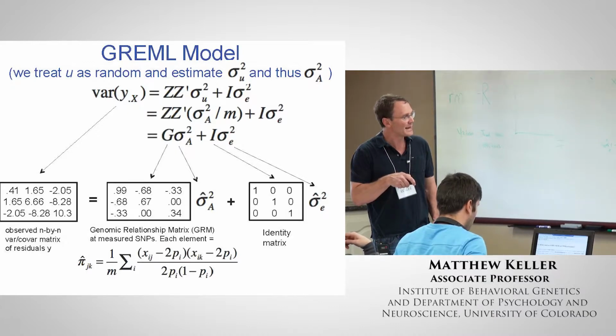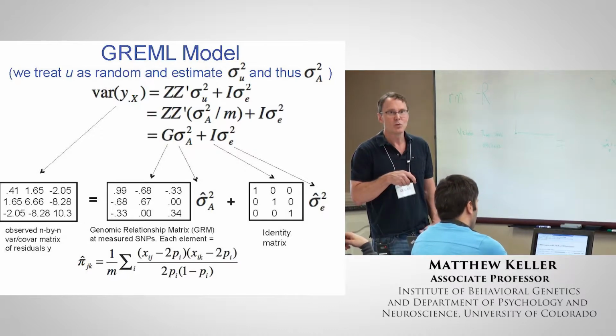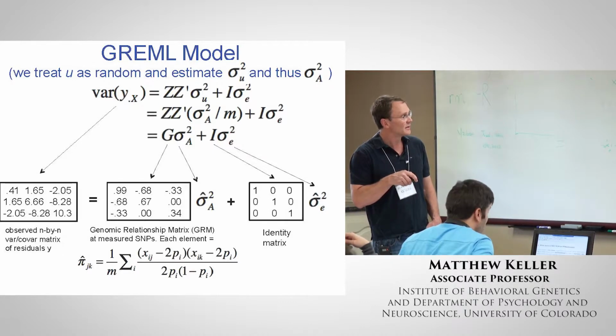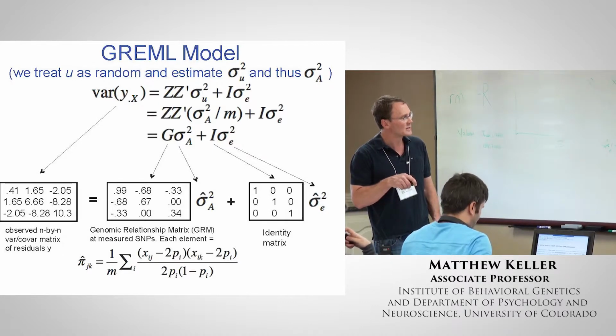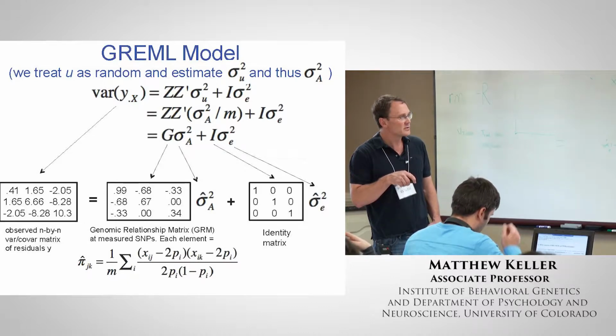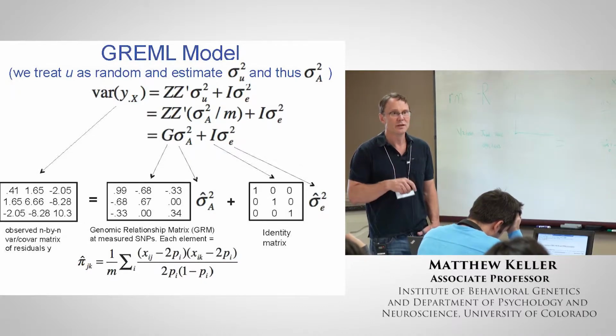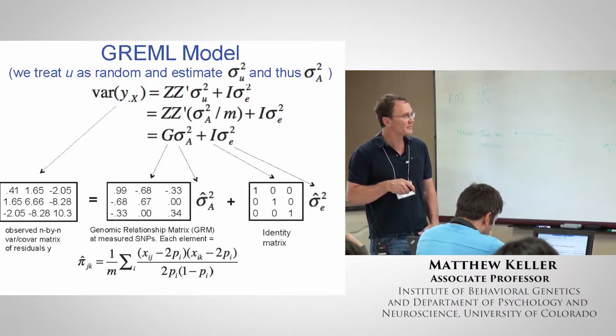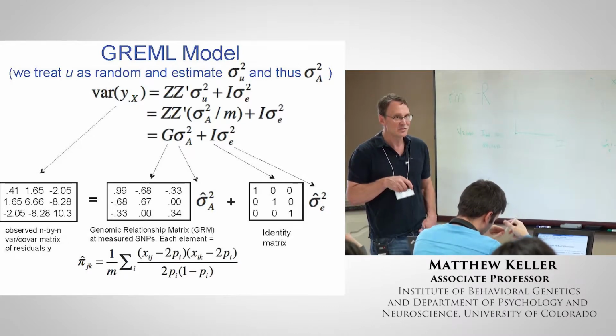On the diagonal are estimates of the genetic relatedness of people with themselves. On the off diagonal are the estimates of genetic relatedness between individuals. Now, as m becomes large, this diagonal would become very close to 1, and the off diagonal would become very close to 0, because we're using unrelated individuals in this. The mean of this off diagonal, by definition, should be very close to 0.